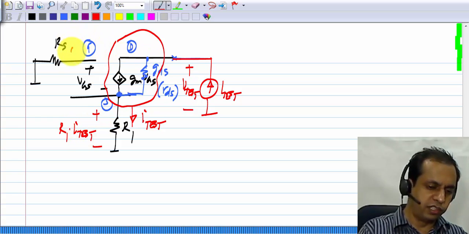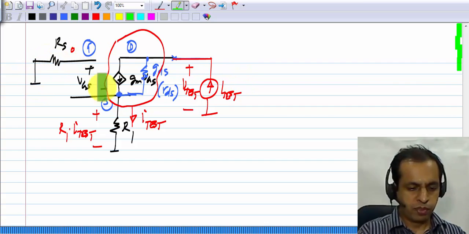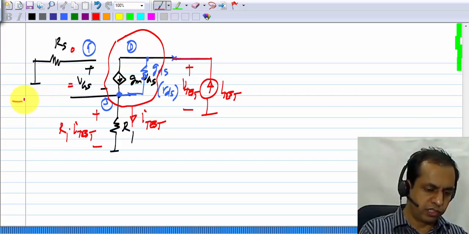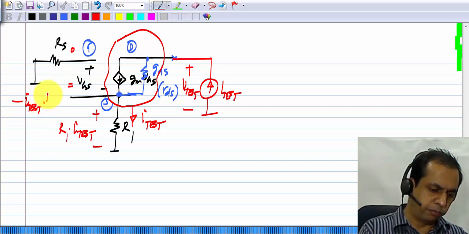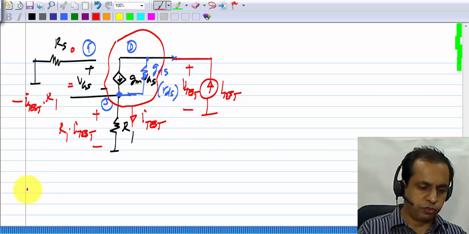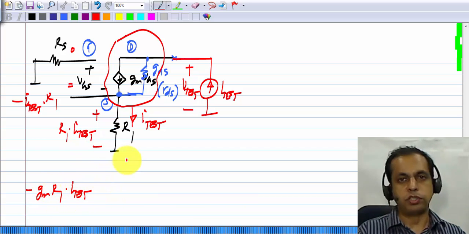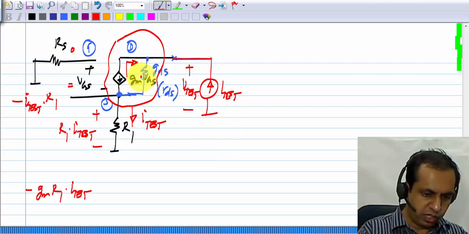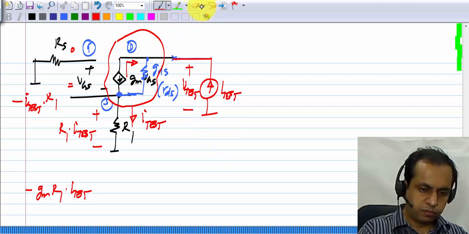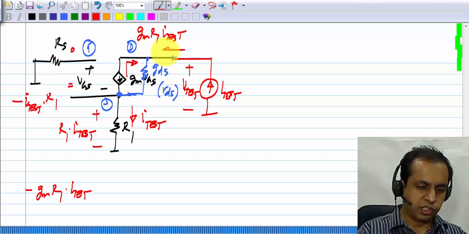The voltage at the gate is 0, again because this RS is connected to ground and no current flows into the gate. So this VGS equals minus I test times R1. Okay, and this current source GM VGS will be minus GM R1 times I test. That's what is flowing downwards. So what is flowing upwards like this is GM R1 I test. Okay, and I test is flowing that way.